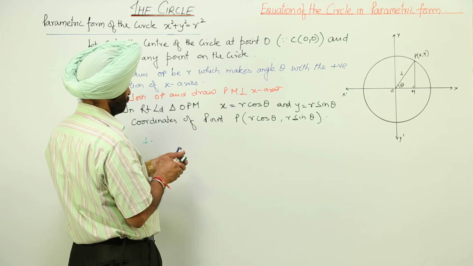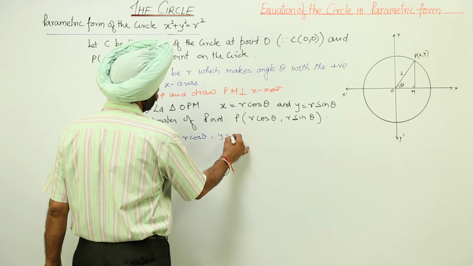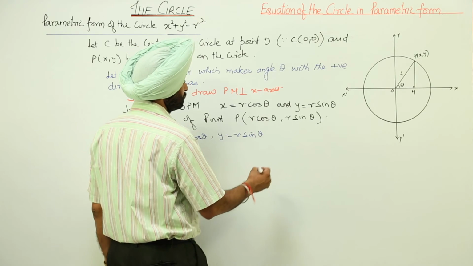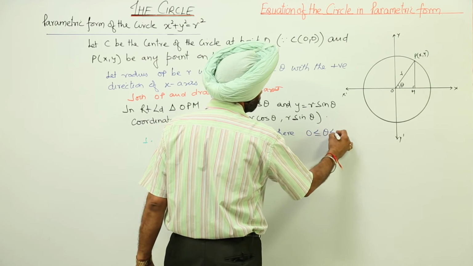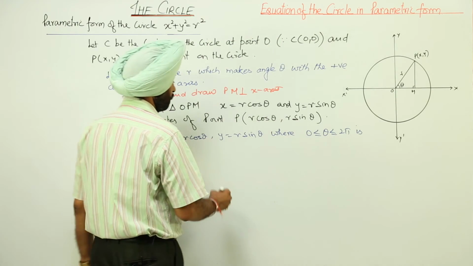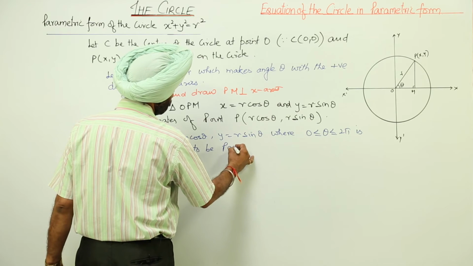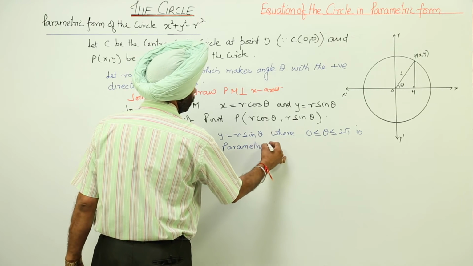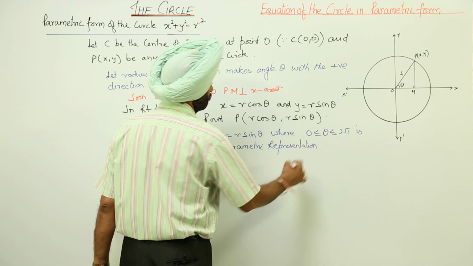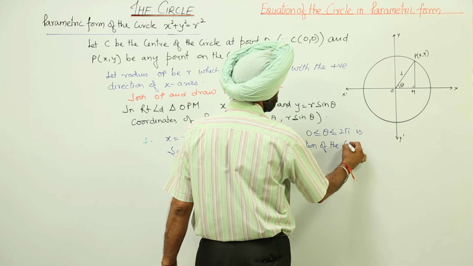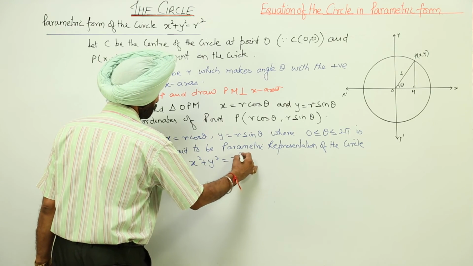Now, point 1. x is equal to r cos theta, y is equal to r sin theta, where 0 is less than or equal to theta is less than or equal to 2 pi, is said to be parametric representation of the circle x square plus y square is equal to r square.